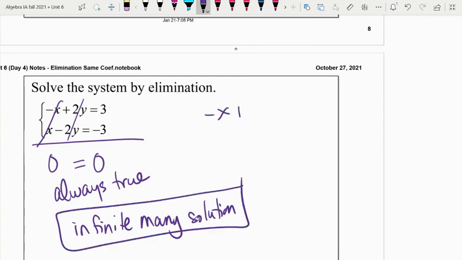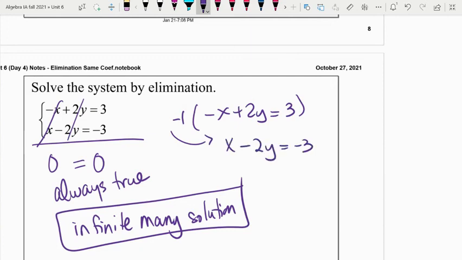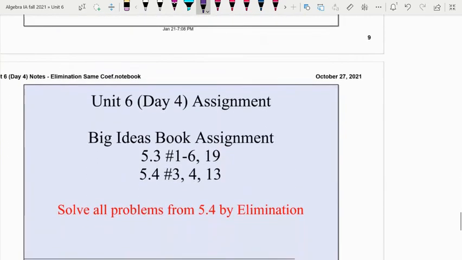Because look, if I have negative x plus 2y equals 3, if I multiply that by negative 1, notice I get x minus 2y equals negative 3. So it's the same equation. It's the equation multiplied by negative 1, so it's the same equation. And there's your assignment.